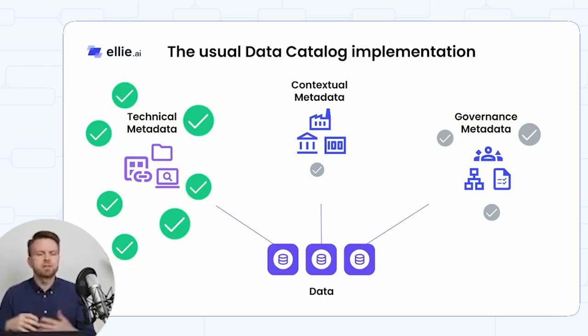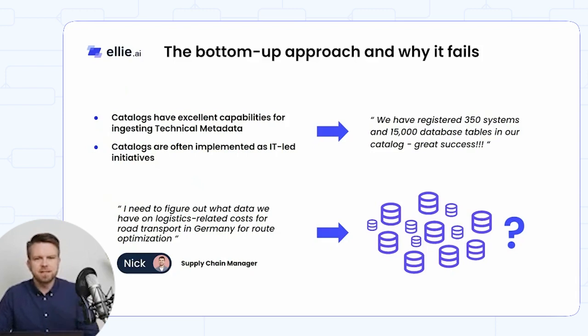And this is a natural way of approaching this, of course, because all of us data people, we like our databases, we like our tables, we like our files. So registering those seems like a good thing to do. It's a sort of library of what things we actually have in our databases. Good enough. It's necessary. But this is what we call the bottom-up approach, and this is, in the end, not entirely enough. So the catalogs have excellent capabilities of ingesting all that technical metadata.